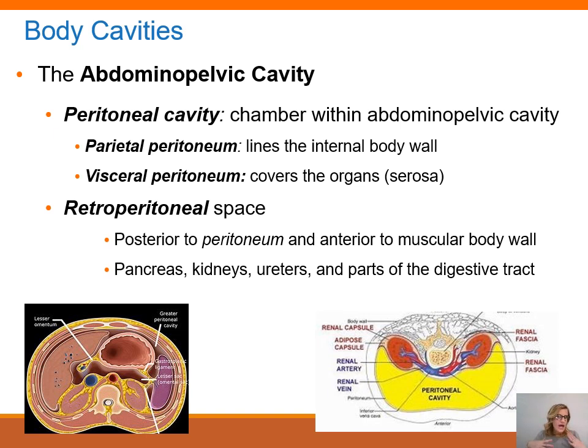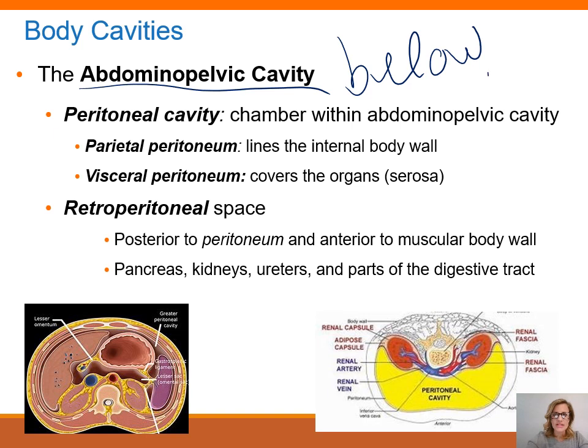Now we're going to move down below the diaphragm. And remember, below the diaphragm, we have the abdominopelvic cavity. So above the diaphragm is the thoracic cavity. Below the diaphragm is the abdominopelvic cavity. Now, the abdominopelvic cavity is then further separated into multiple cavities. On the next slide, we'll see the abdominal cavity and then the pelvic cavity.